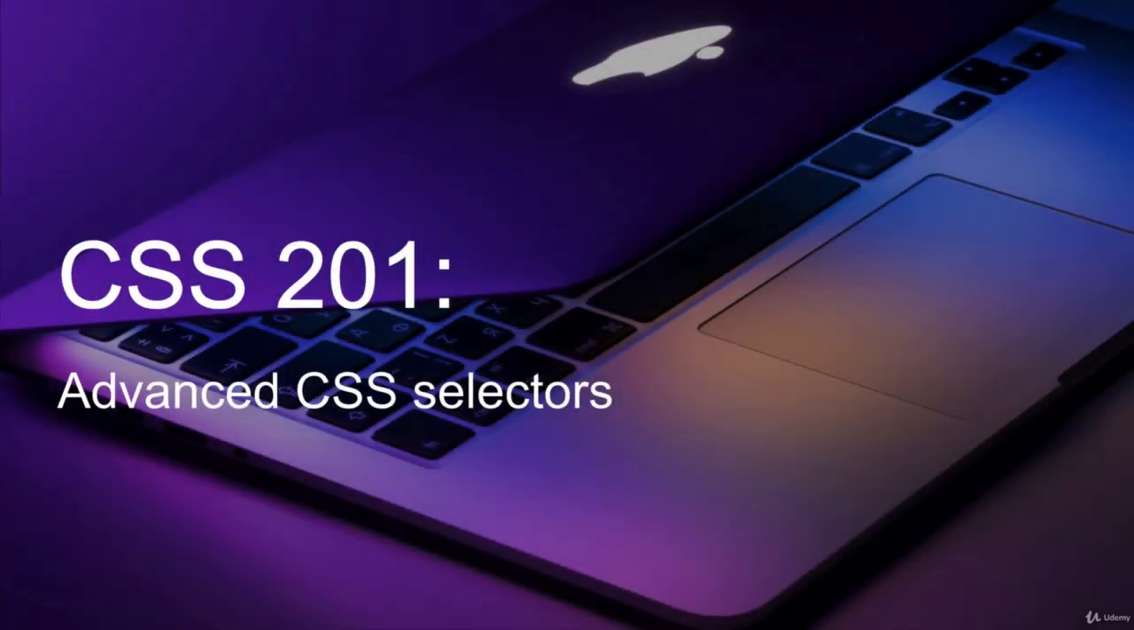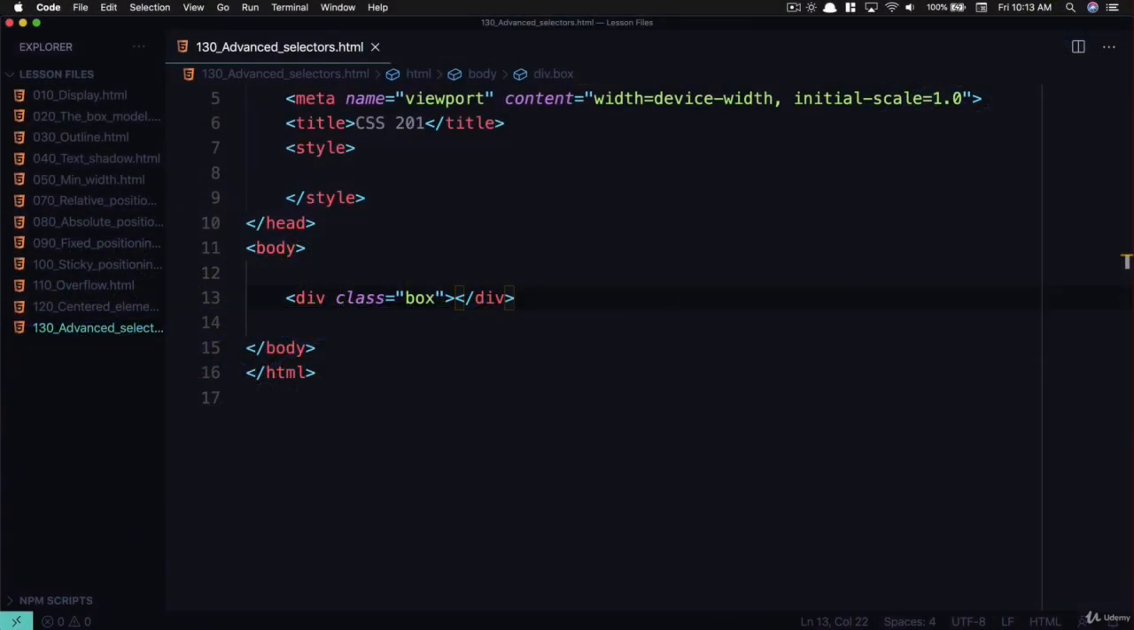All right, let's take a look at advanced selectors. We have a few different selectors we can work with. Actually, there's a ton of selectors in CSS, but we're going to be working with descendant selectors, child selectors, adjacent selectors, and general sibling selectors.